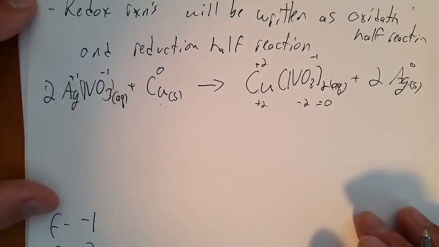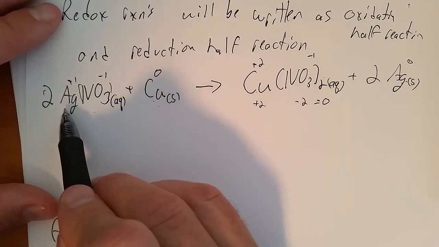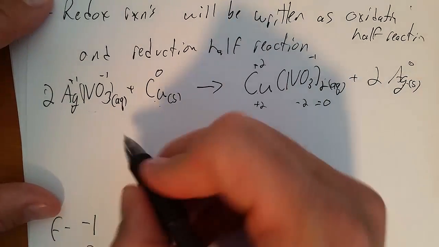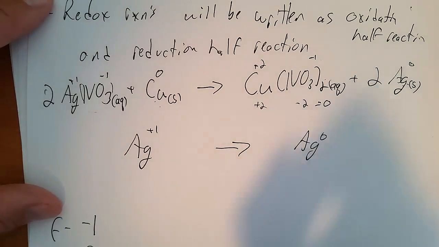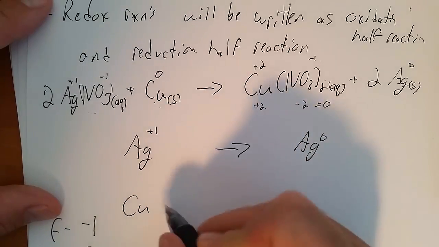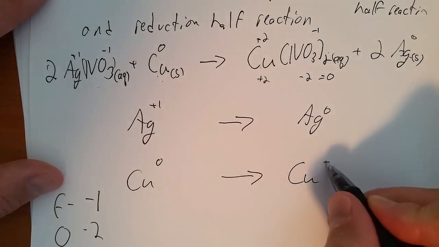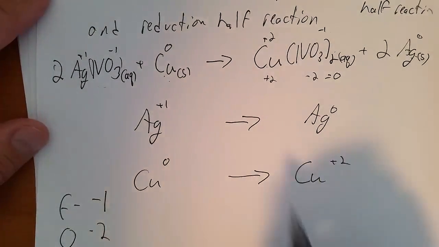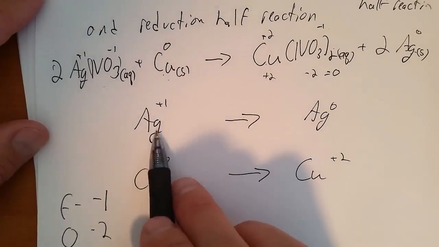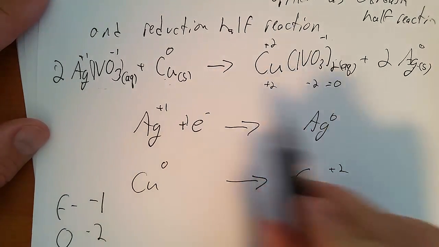Okay, so now we have to look here and see what changes. We can see silver changes from Ag plus 1 to Ag0. So silver plus 1 is going to become silver 0. We can see that Cu0 is going to become Cu plus 2. Now, how do they do that? Well, they do that by gaining or losing electrons. And when we add electrons, we always add the electrons to the more positive side. So since Ag plus 1 is more positive than Ag0, we're going to add an electron here. And it's 1 electron. It's going to balance it out.